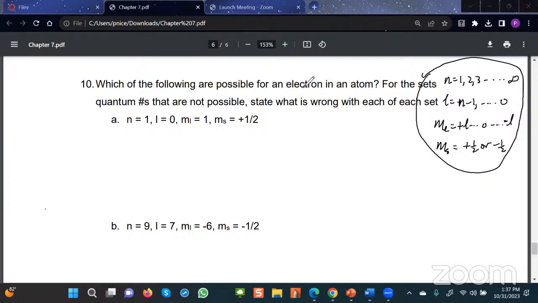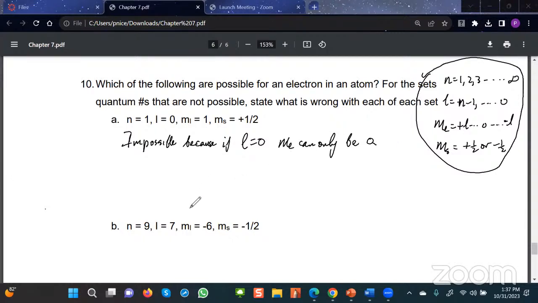Impossible. Why? Because if L is equal to 0, ML cannot be equal to 1. The only possible value for ML would be 0, right? So basically, the answer here would be impossible because if L is equal to 0, ML can only be 0. All right? So that's the answer to that one.